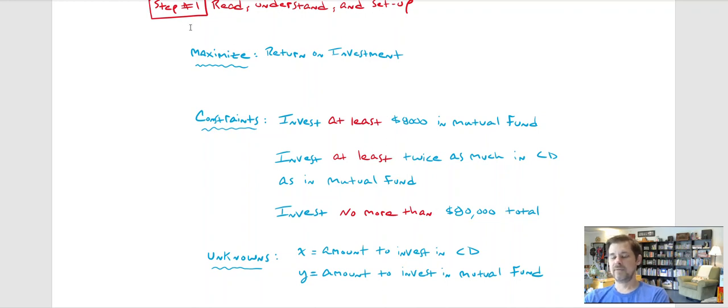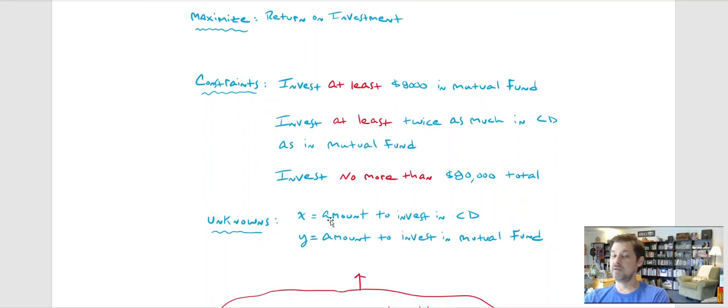Okay, so I know what I'm going to maximize. I know what the constraints are. And then there are the unknowns, because if I'm ultimately going to do math with this, I will have equations and inequalities in terms of variables or unknowns. The unknowns, the mystery in this problem, is how much are we going to invest in the CD versus the mutual fund. So I'll say, as I do this, X will be the amount we invest in the CD, Y will be the amount we invest in the mutual fund.